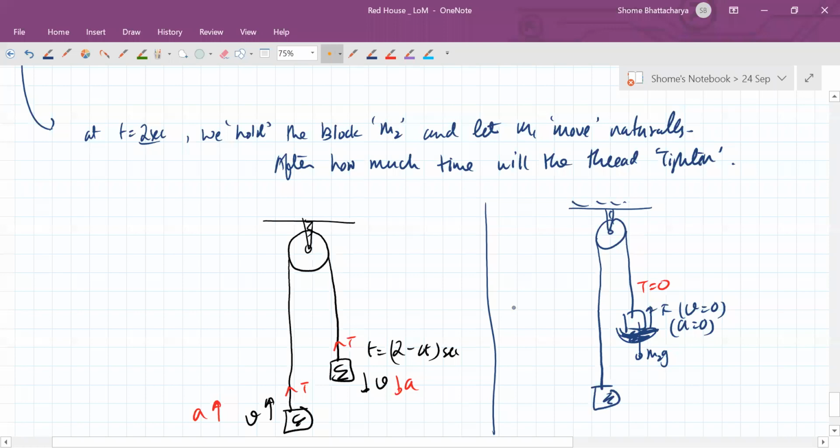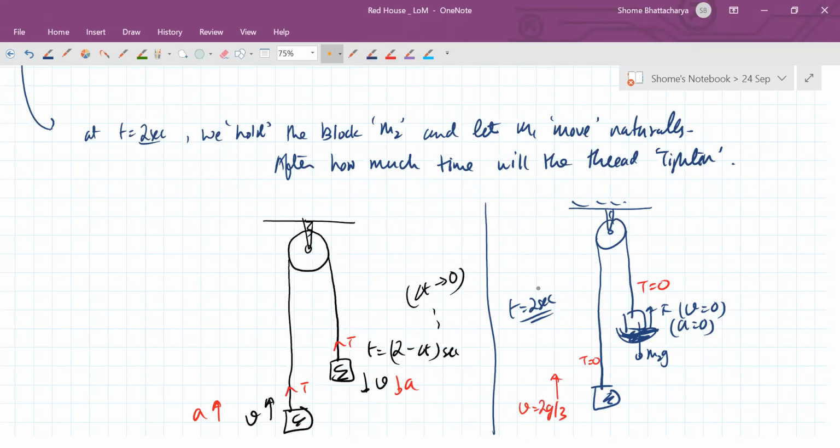Okay, so this is what is happening exactly at t equal to 2 seconds. Precisely at 2 seconds. This is just before 2 seconds. So here I am saying that delta t is very small, it's tending to zero. So just before I catch hold of it, the string is tight, and this is the situation. But just at the moment when I hold this, the tension in the string becomes zero, the string slackens, and this already has an upward velocity, and that upward velocity was 2g/3.